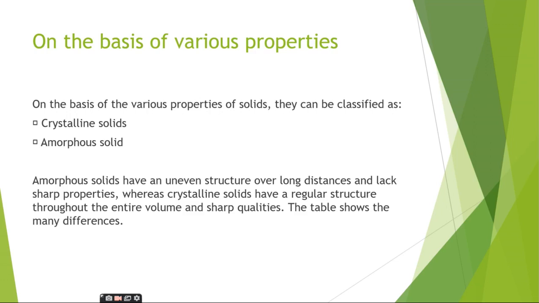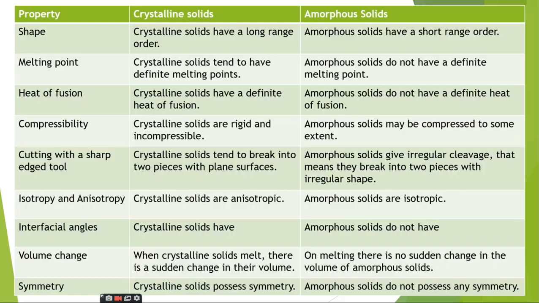Amorphous solids have an uneven structure over long distances and lack sharp properties, whereas crystalline solids have a regular structure throughout the entire volume and sharp qualities. The table shows the many differences. These differences are asked in an examination, that is, differentiate between crystalline solids and amorphous solids. First, differentiating them on the basis of their shape, crystalline solids have a long range order, whereas amorphous solids have a short range order.